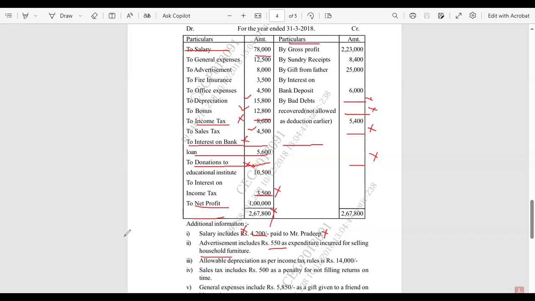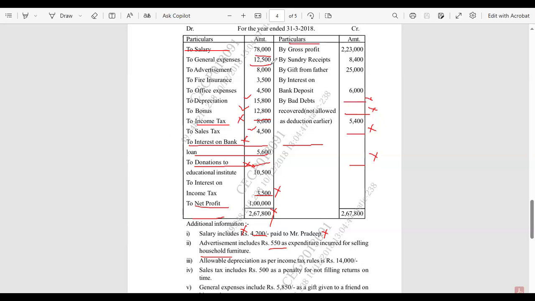Then depreciation allowed as per Income Tax Act is 14,000, where I'm charging depreciation of 15,800. So the extra depreciation of 1,800 will not be allowed. Sales tax includes 500 penalty for not filing return in time. Now filing return is my responsibility. If I do not file a return and I need to pay the charges, it is not allowed. And last, general expenses include 5,850 as a gift given to a friend. Any gift given to a friend will not be my business activity, and hence I need to adjust this also.